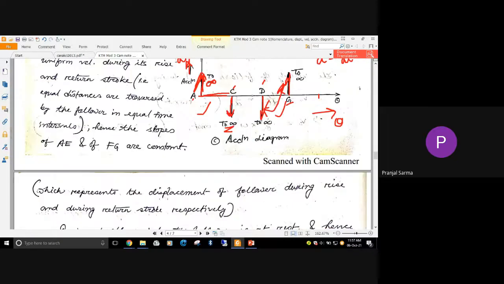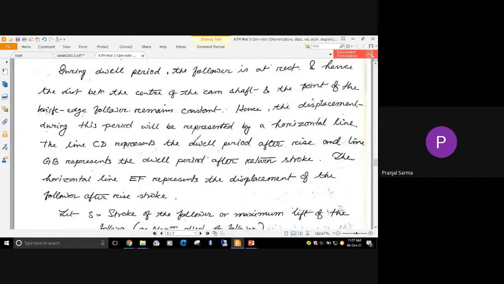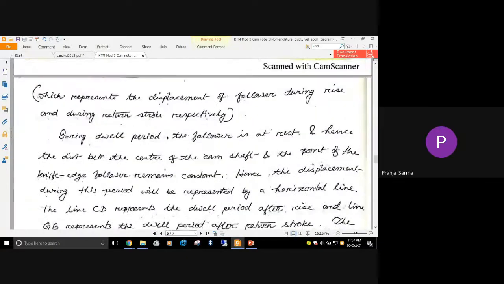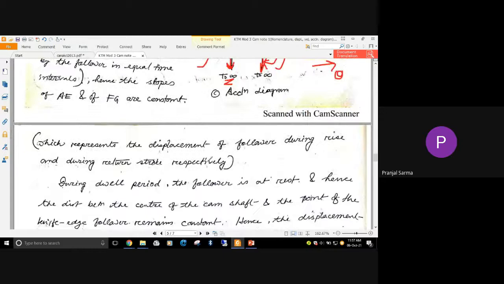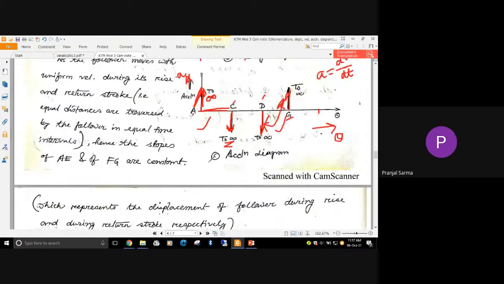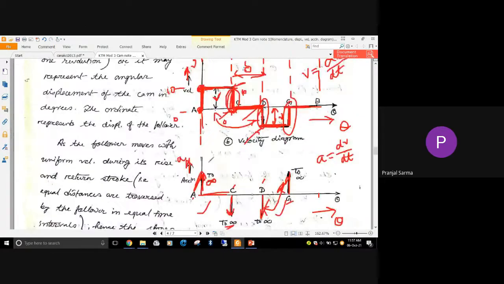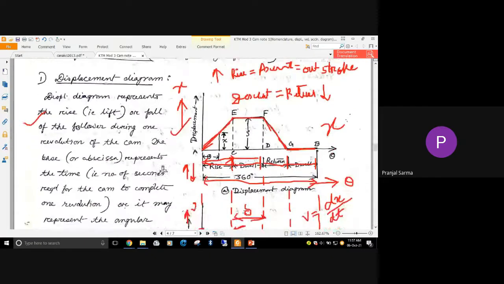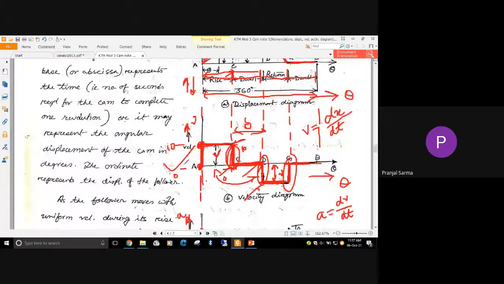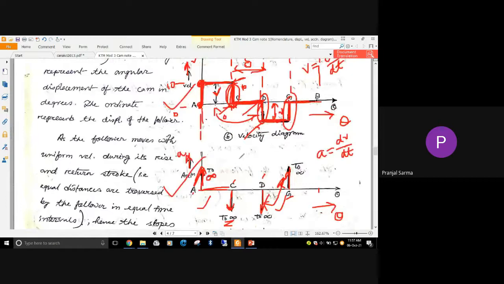And what I am writing here is whatever I have discussed. So this is how we draw the displacement diagram, the velocity diagram and the acceleration diagram for uniform velocity of the follower. Okay, understood? Let me know. So this will be the thing for today. We'll stop here. Let me know if you have understood or not. If any confusion, you can ask.